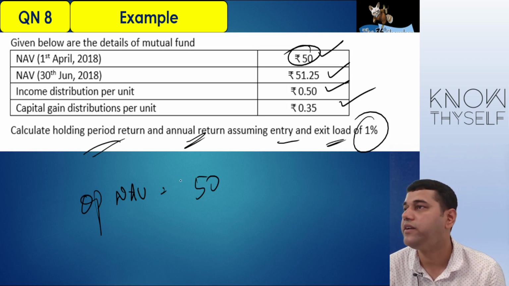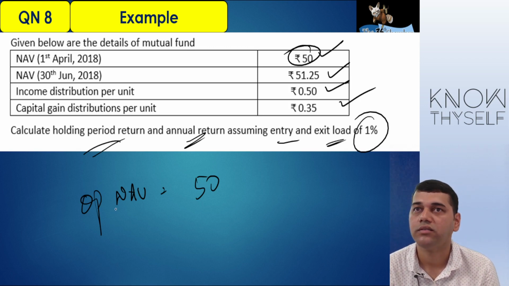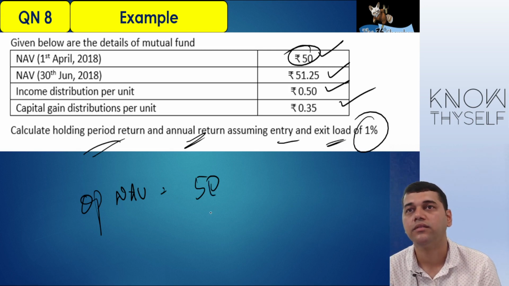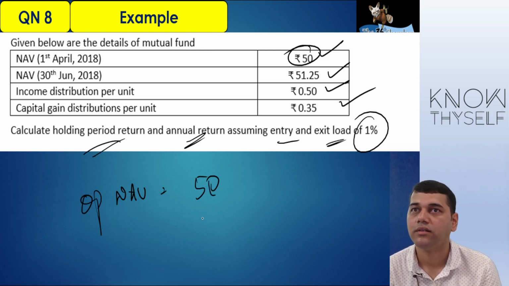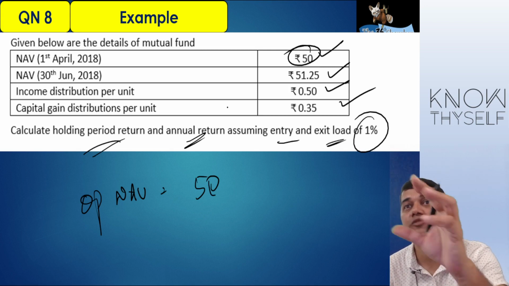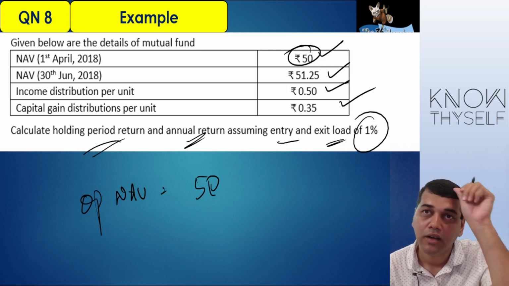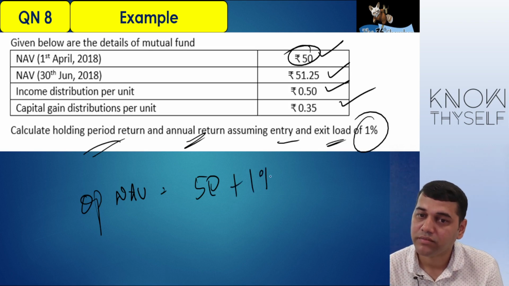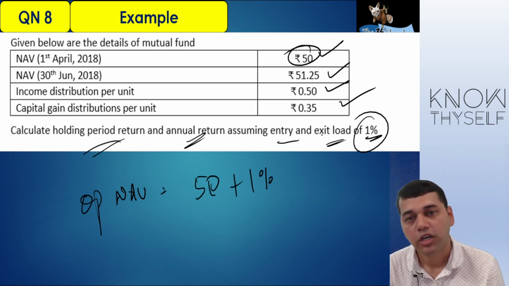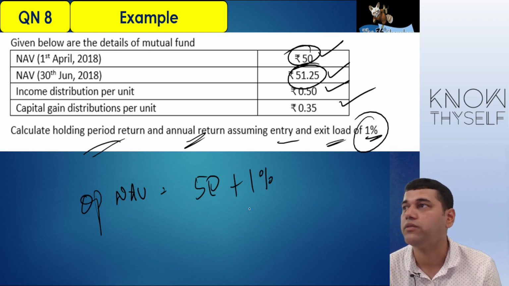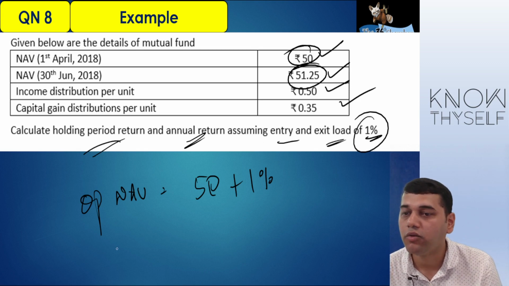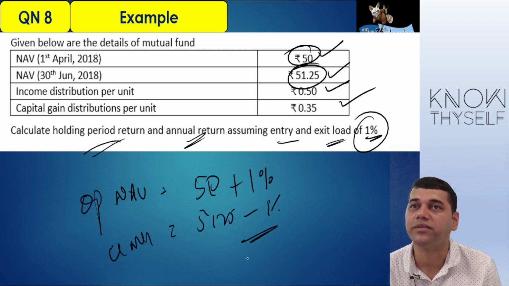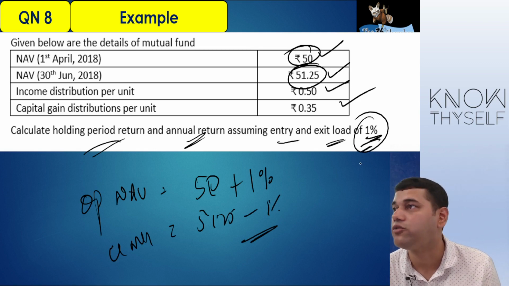So what is my opening NAV? 50. But as an investor, will you get it at 50? At what price did you purchase? 50 was the quoted price. What was your cost? Plus 1%, right? Entry load. Today, its closing NAV is 51.25. Will you get 51.25? No. What is your closing NAV? 51.25 minus 1%. This is called the entry load, front load, back load.